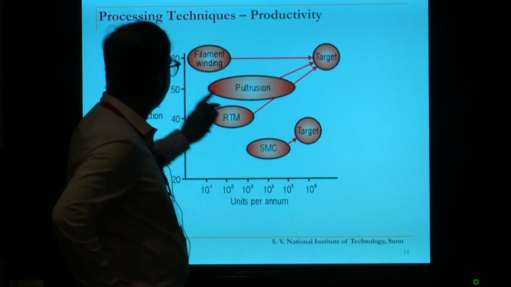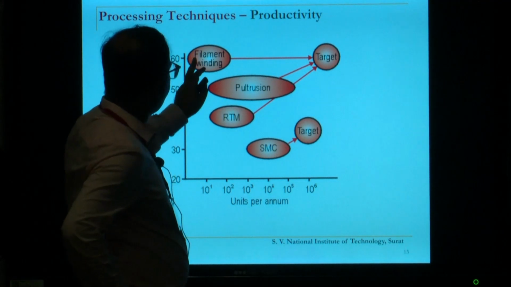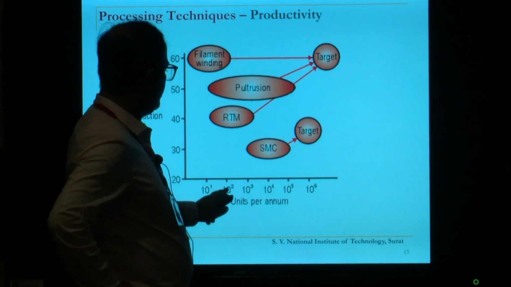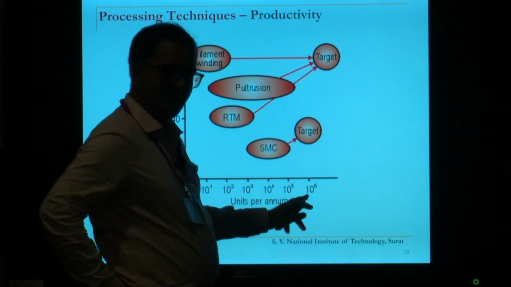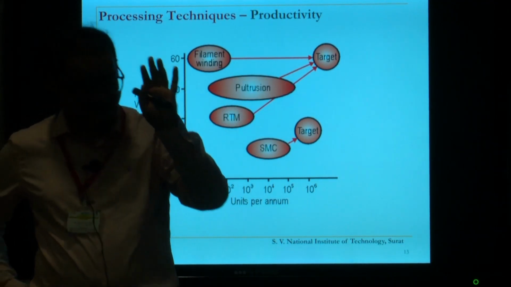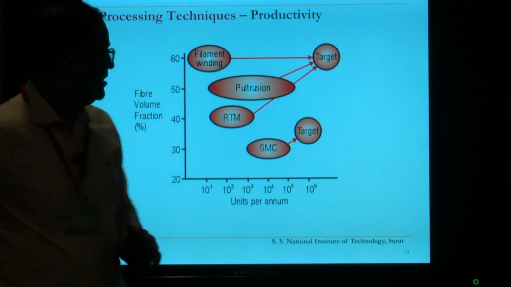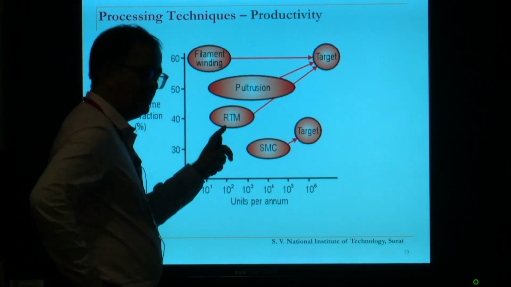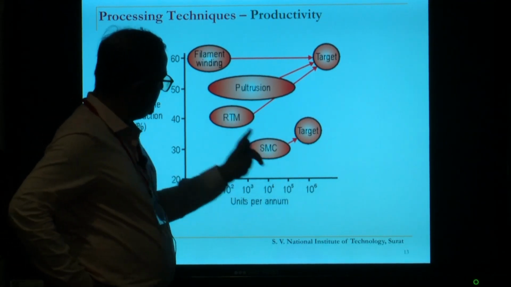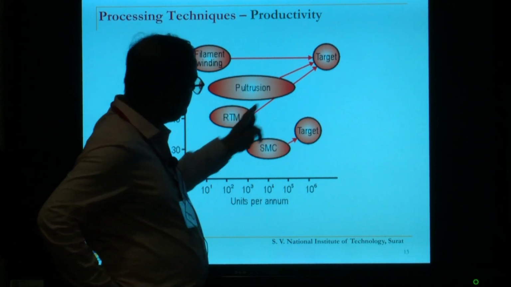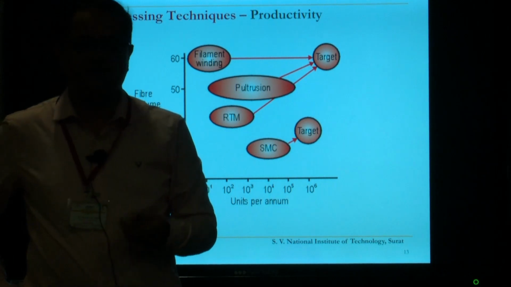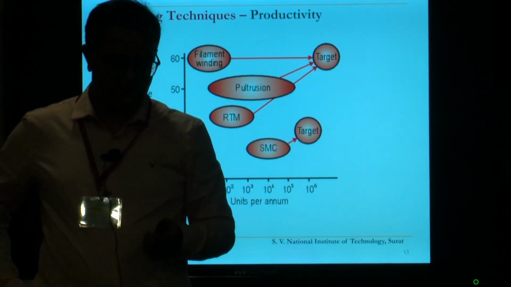How to do that? There is a possibility that you can increase these units with filament winding. Say from 100 you can go up to thousands of numbers. But there is no possibility for you to increase this fiber volume fraction any further with the understanding that we have today. But there is always a possibility with another process. When you use the resin transfer process, there is a possibility that you can increase the number. Not only that, there is a possibility of increasing the fiber volume fraction also. So, any attempt that we make for that is going to benefit our industry.